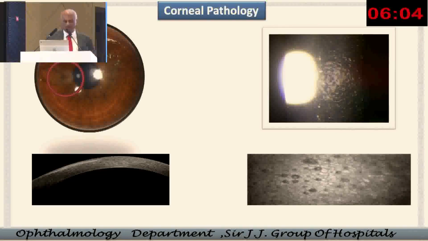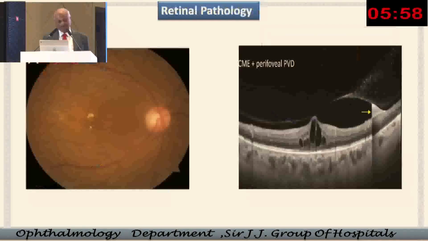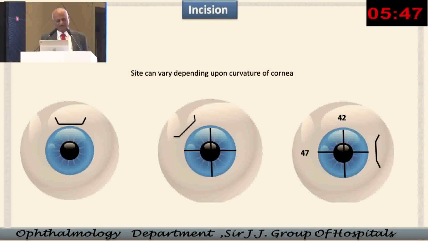You see all these pathologies, whenever you are operating, you should check for them. Otherwise, there may be an endothelial guttae case you have operated, and on the second day the patient has a white eye. So you will have to see that. You can also have retinal pathology, such as cystoid macular edema or any other pathology, and that always creates a problem post-operatively.